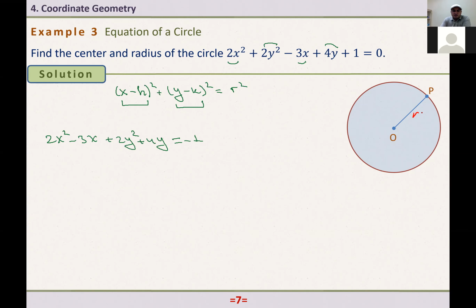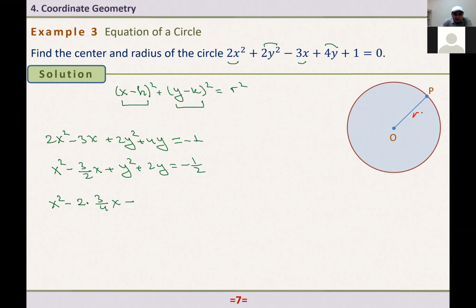Now if you divide both sides by 2, because for a perfect square the coefficient of x squared must be 1, and here we have 2, we need to eliminate this 2. The same thing here. So if you divide both sides by 2, we will have x squared minus 3 over 2 x plus y squared plus 2y is equal to minus 1 over 2, right? As you see, in the first part we have x squared minus 2 times 3 over 4 x, because in the formula we have 2. If we expand this, we have minus 2hx. That's why we need to write 2 here.